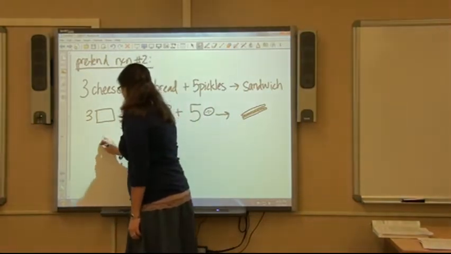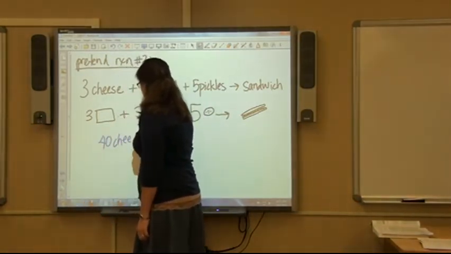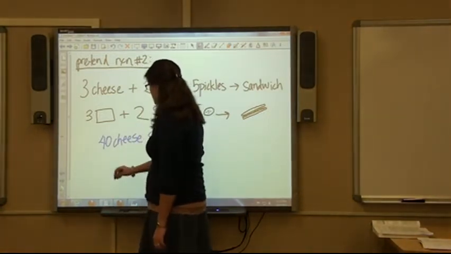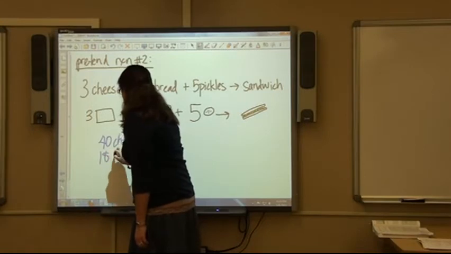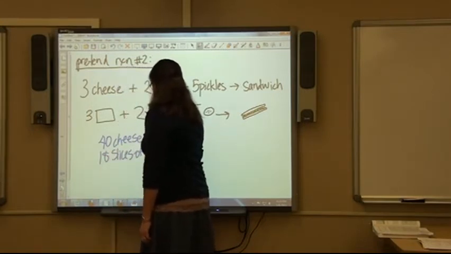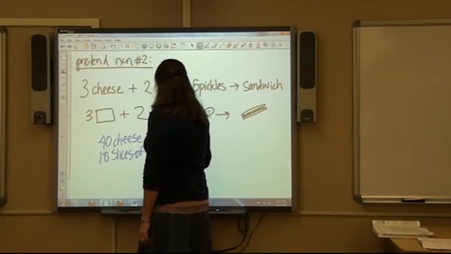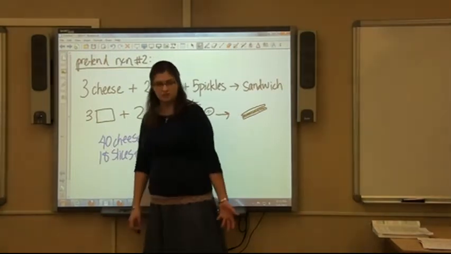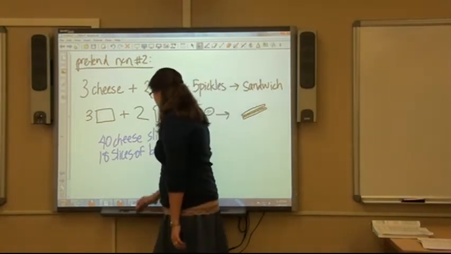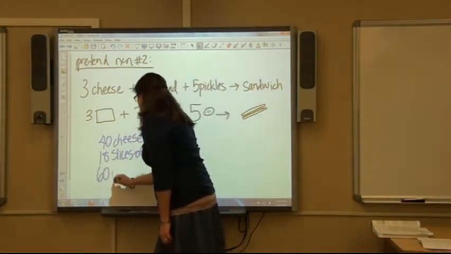Now let's say I have 40 cheese slices. Let's say I have 1 loaf of bread, and I think you can get like 18 slices of bread from 1 loaf. And let's say in my 1 jar of pickles, it's a really big jar, let's say I've got 60 pickles.